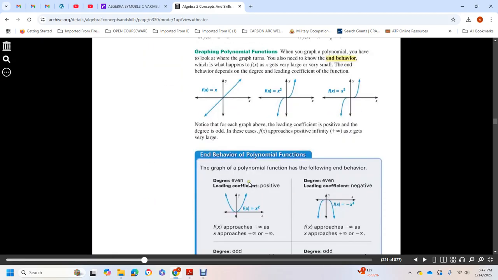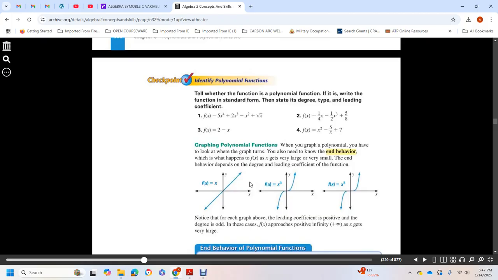Alright. Graphing polynomial functions. When you graph a polynomial, besides looking at the graph terms, you also need to know the end behavior, which is what happens to function f as x gets very large or very small. The end behavior depends on the degree and leading coefficient of the function. Notice for this graph, the leading coefficient is positive and the degree is odd. In this case, the function f of x approaches positive infinity as x gets very large.